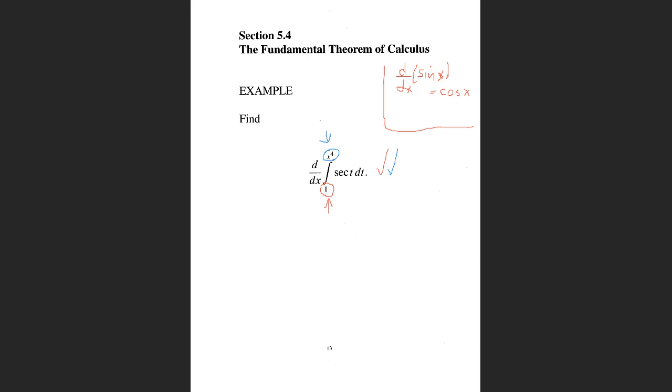Okay. Well, suppose you had the derivative of something a little bit different. Suppose you had the derivative with respect to x of, say, the sine of x squared. Okay, let's say you wanted to take the derivative of the sine of x squared. What would you have to do? What rule would you have to use?